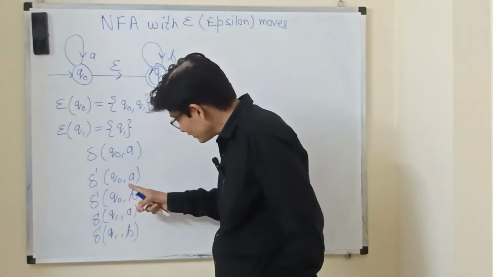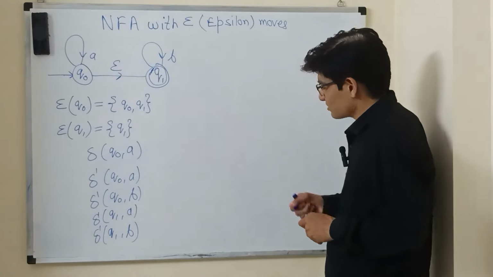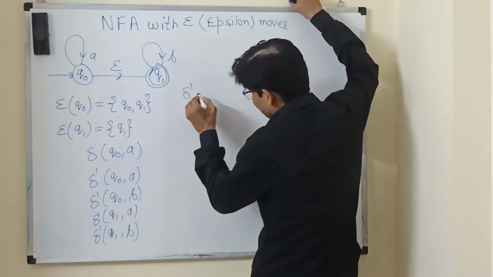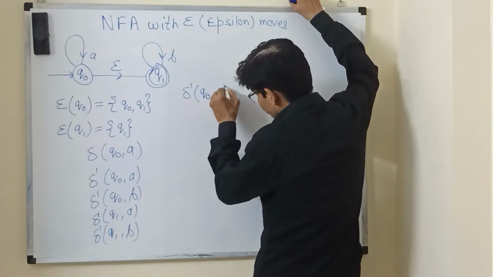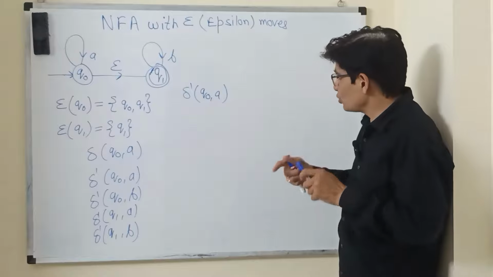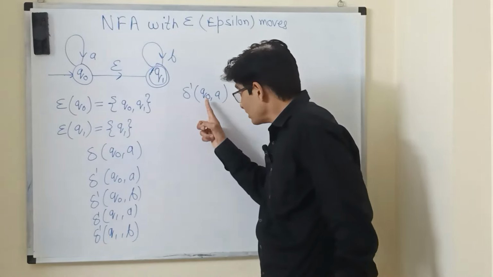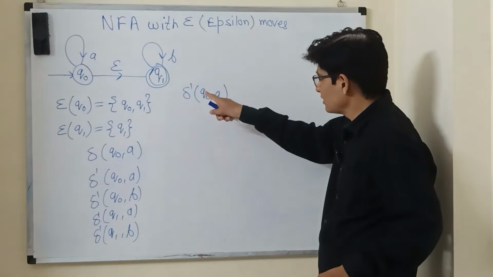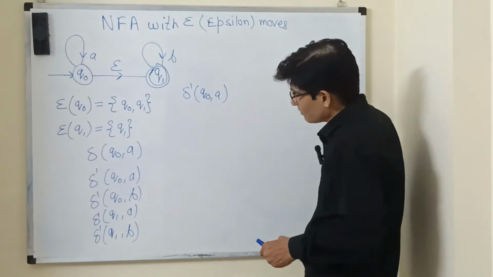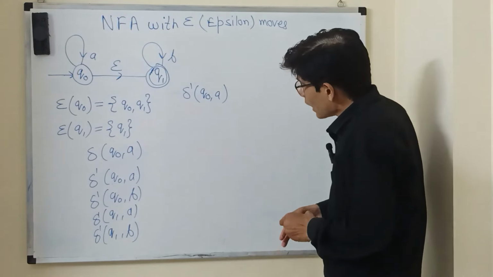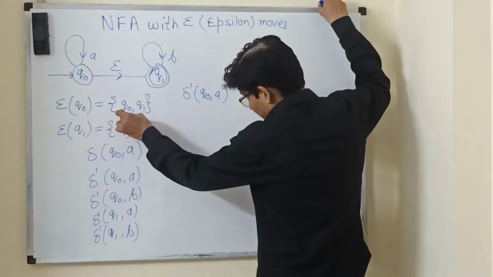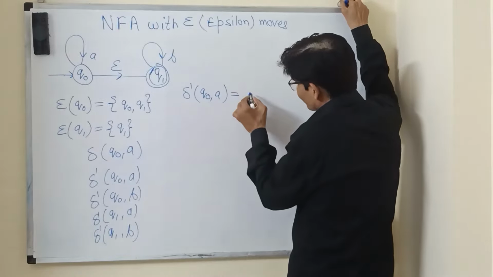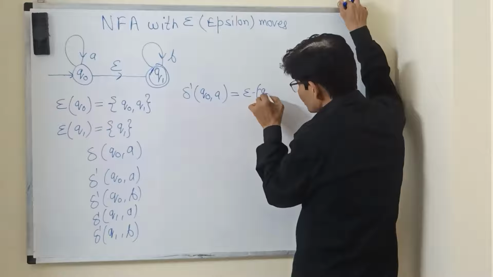Now, how are we going to find out these transitions? Try to understand delta dash Q0 A. In order to find out this transition, we will use epsilon closure of Q0. As we are trying to find the transition of Q0, we will use the epsilon closure of Q0. So how many states are there in the epsilon closure of Q0? We will take all these states. So this would be equal to epsilon closure of Q0.